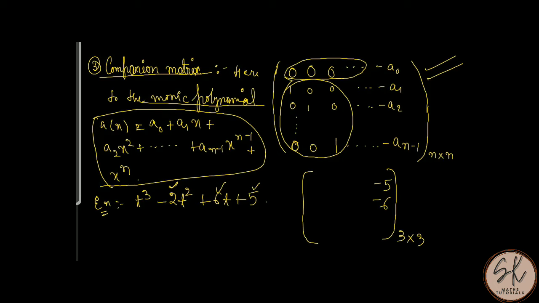And then minus of an minus 1. This is the nth degree, that is n is equal to 3, and here n minus 1 is 2. Okay, so its coefficient is minus 2, and minus of minus 2 is 2. So here this is 2. Now the elements of the first row will be 0, and the rest of the elements will be in the form of an identity matrix. Okay, that is 1 0 0 1. So this is the companion matrix of this monic polynomial.